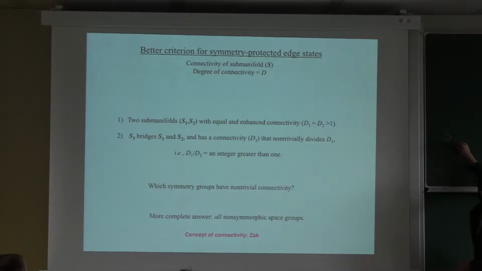I have two manifolds, S1 and S2. And these are high symmetry lines in the Brillouin zone with connectivity D1 equals connectivity D2. And there will be a submanifold S3, which is also a high symmetry line with connectivity D3, which divides D1 and D2. If this happens, then you can have a non-trivial topological insulator. This is not very explicit, but I'm going to go through that.